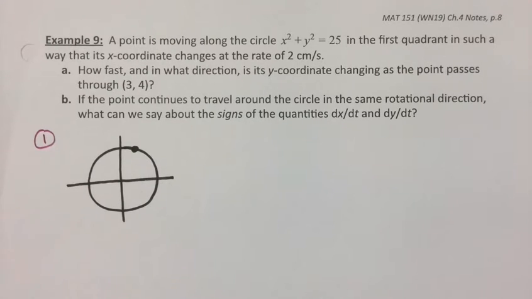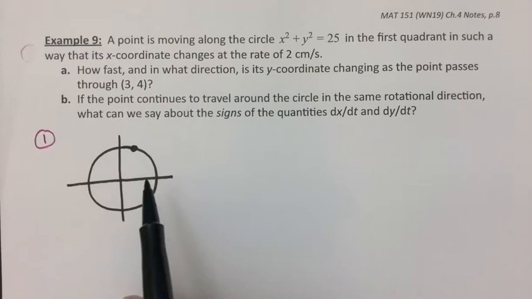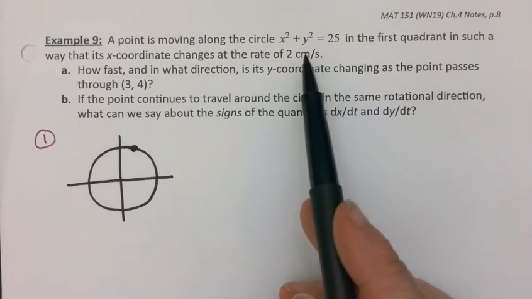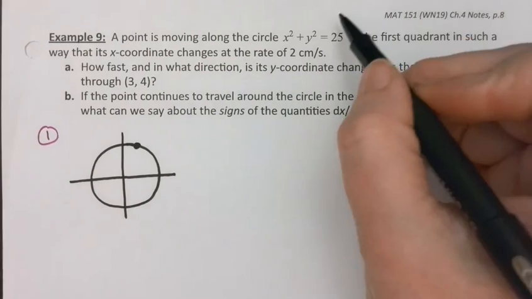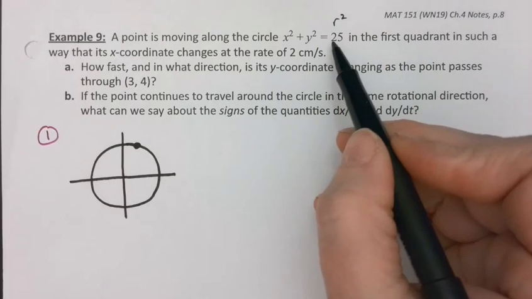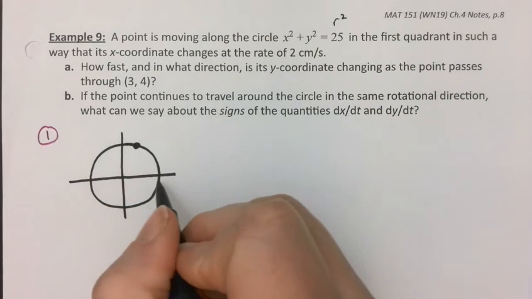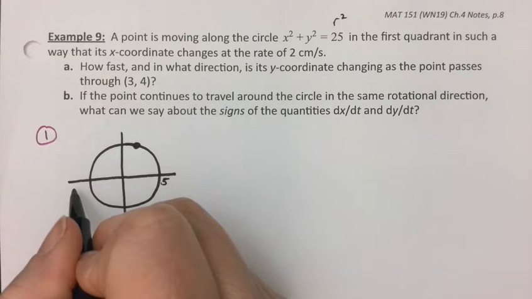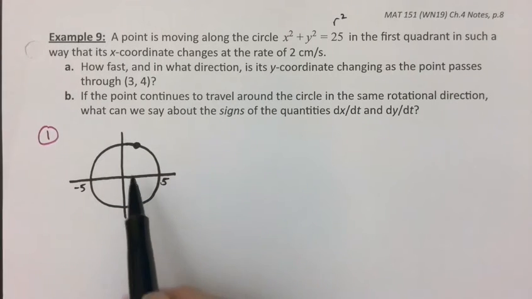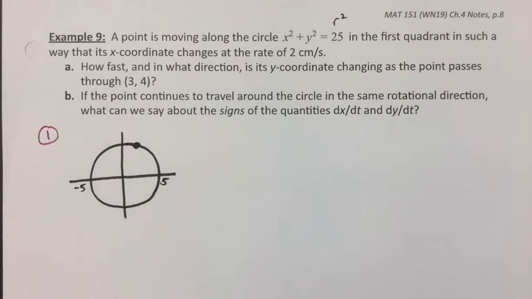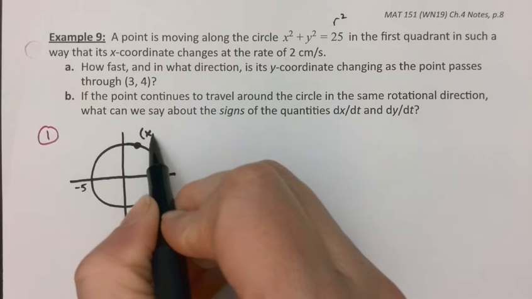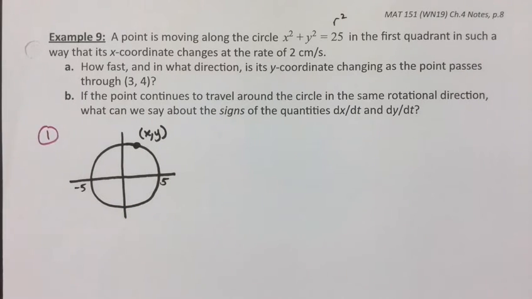Okay, so that's a lot to parse out. I've started by drawing a circle because we can all tell this is going to be a circle. Remember, it's x squared plus y squared equals r squared, so we actually know ahead of time that the radius is equal to 5 on this circle. Now I have a point (x, y) on that circle, and what we want to think about is which way this is heading.